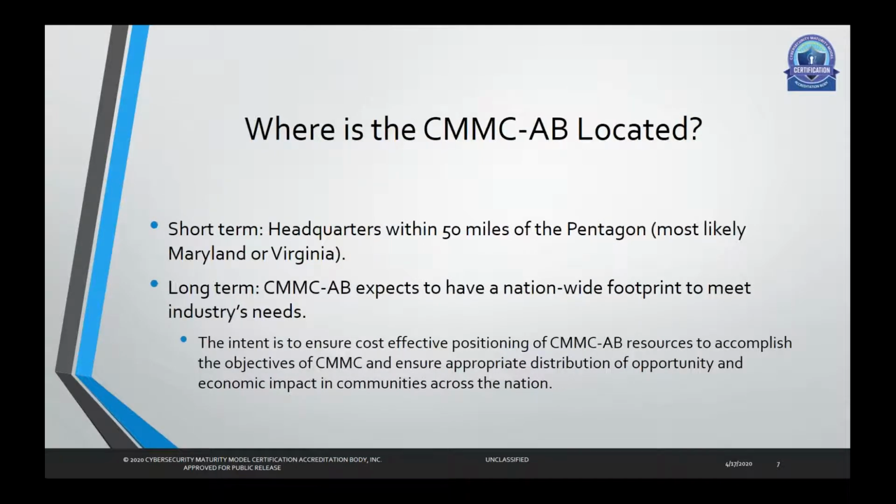Where is it located? In the short term, looking for a physical headquarters within 50 miles of the Pentagon, probably Maryland or Virginia. Long term, we expect to have a nationwide footprint. COVID-19 kind of drove the virtual presence. We were already working virtually because we're all spread out all over the place, but this further solidifies that and allows us to have a nationwide presence to meet the industry needs.